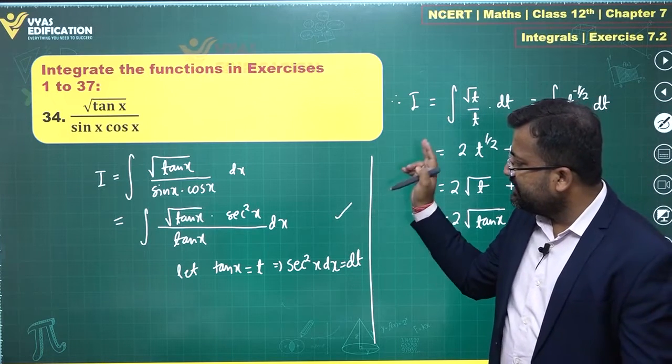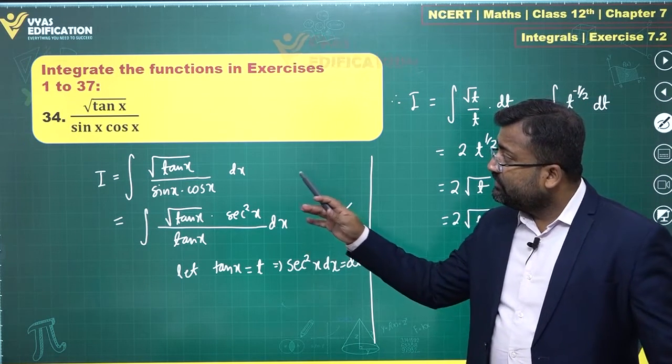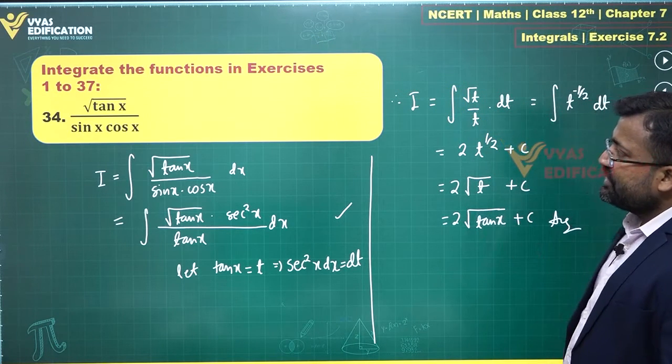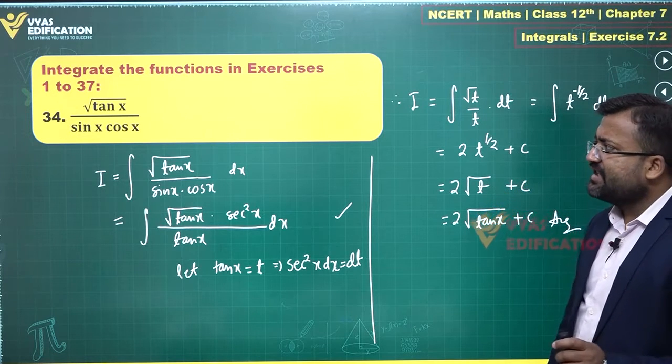The important step, the first step, is the important one, where you think that you have to substitute tan x equal to t, right? That substitution is important. Once you substitute that properly, things will become very simple.